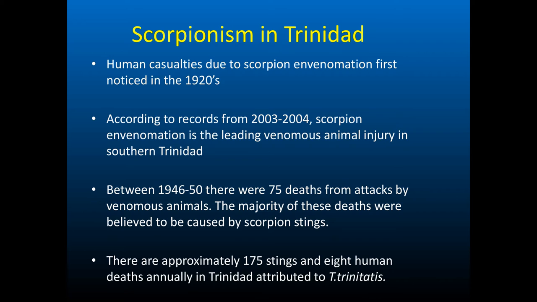Right, so scorpionism in Trinidad. For those who may not know, this is an informational slide. Human casualty due to scorpion envenomation was first noticed in the 1920s. According to reports from 2003 to 2004, scorpion envenomation is the leading venomous animal injury in southern Trinidad. Between 1946 and 1950, there were 75 deaths from attacks by venomous animals. The majority of deaths were believed to be caused by scorpion stings.